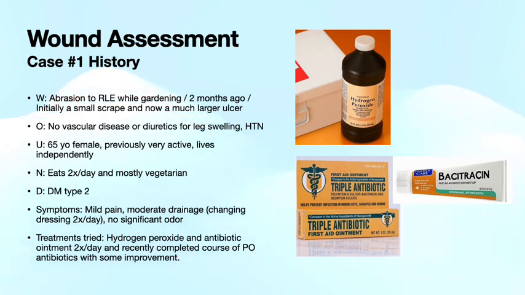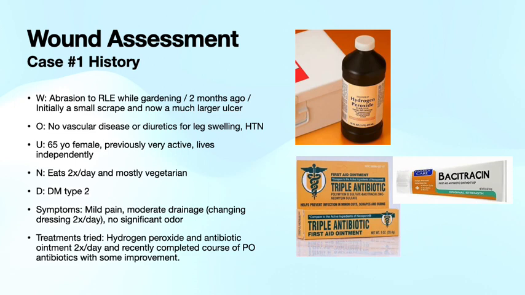For underlying factors, she is 65, but she's been previously very active, swimming 4 or 5 times a week, playing golf with her friends, and lives independently. So no concerns for mobility issues. For nutrition, she eats 2 times a day and is mostly vegetarian. For diseases and drugs, she has a history of type 2 diabetes and takes oral medications for it.